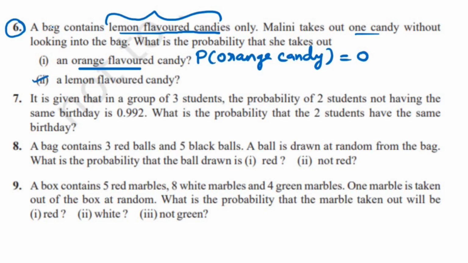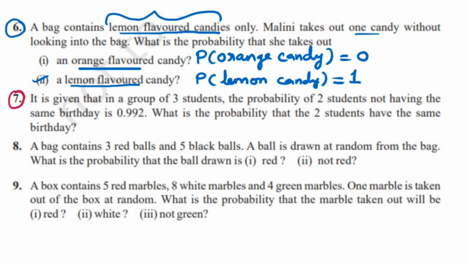The second one, what is the probability of getting a lemon flavored candy? This is the probability of a sure event. Why? Because the bag contains only lemon flavored candies, and when we put our hand to pick up one of the candies, we are sure to get a lemon flavored candy. So probability of a lemon flavored candy is 1.